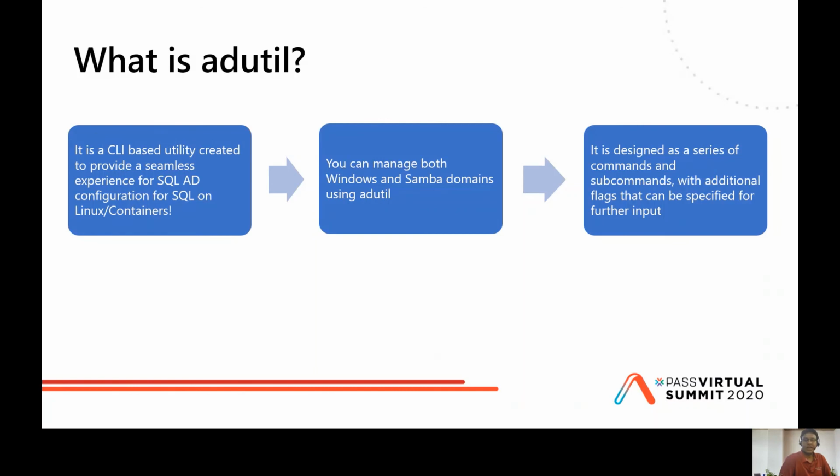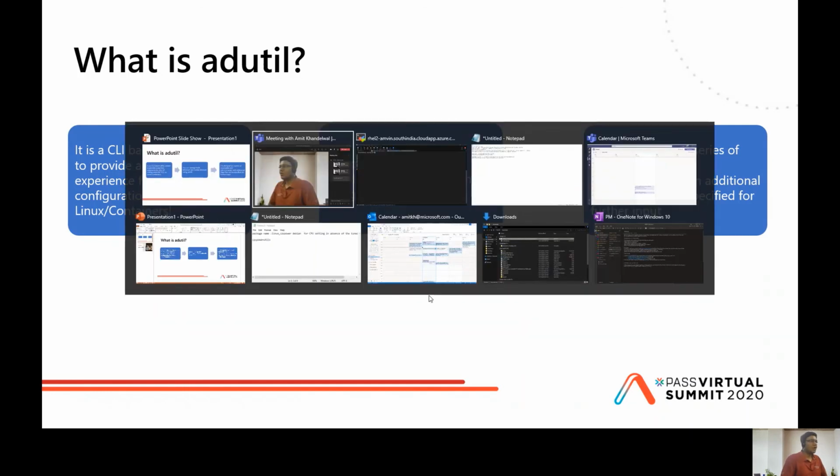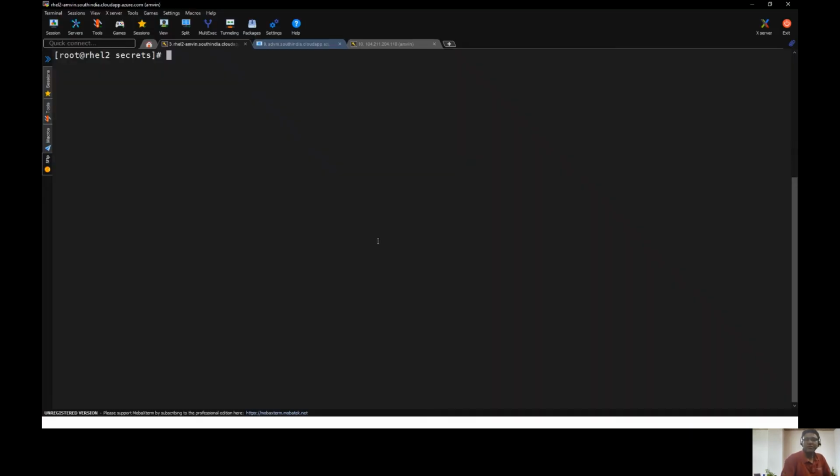To get started, as you know, adutil is a CLI-based utility that's been created to make your experience seamless when configuring Active Directory authentication for SQL Server on Linux. And using adutil, you can manage both Samba and Windows domains. So let's go ahead and jump into the demo and see how it all comes together. I'm going to switch to my environment. This is a RHEL environment that I'm running, which runs a RHEL 8 version.